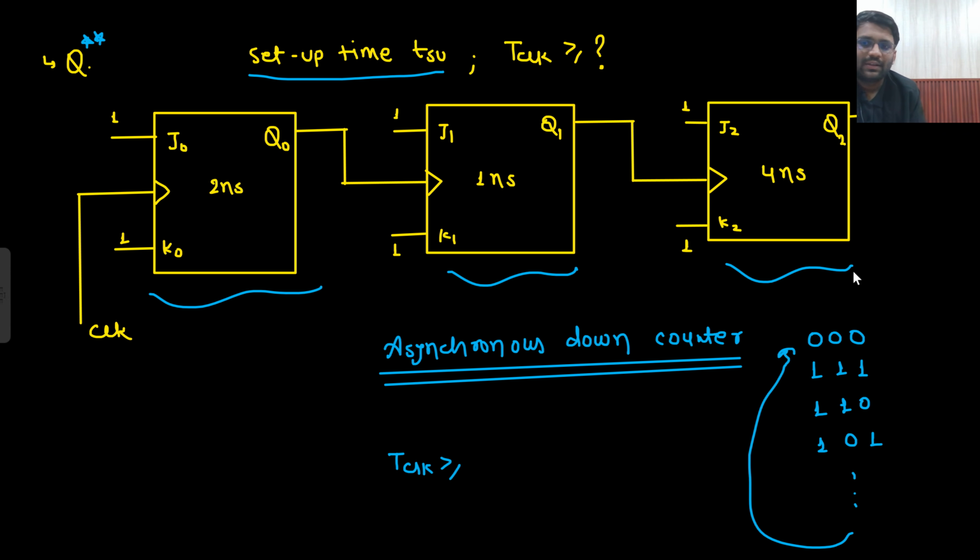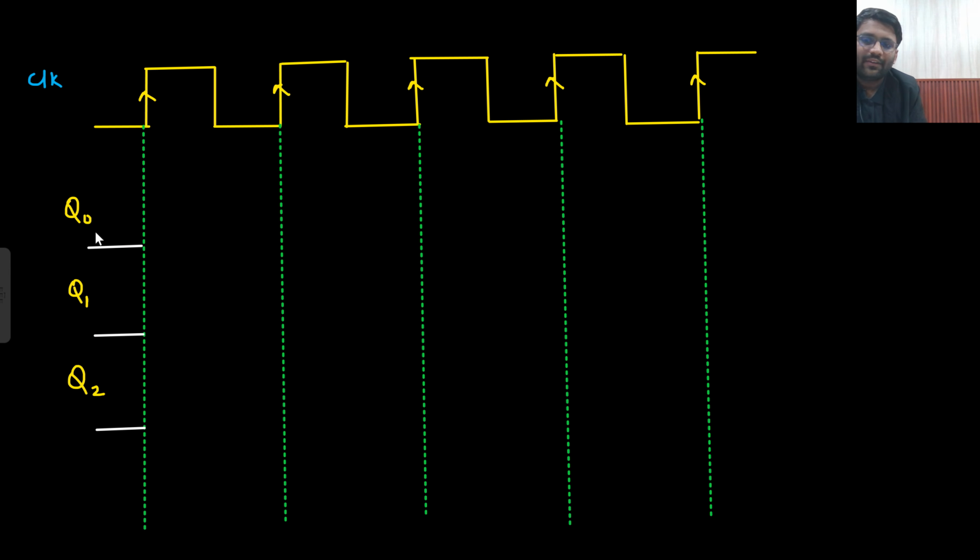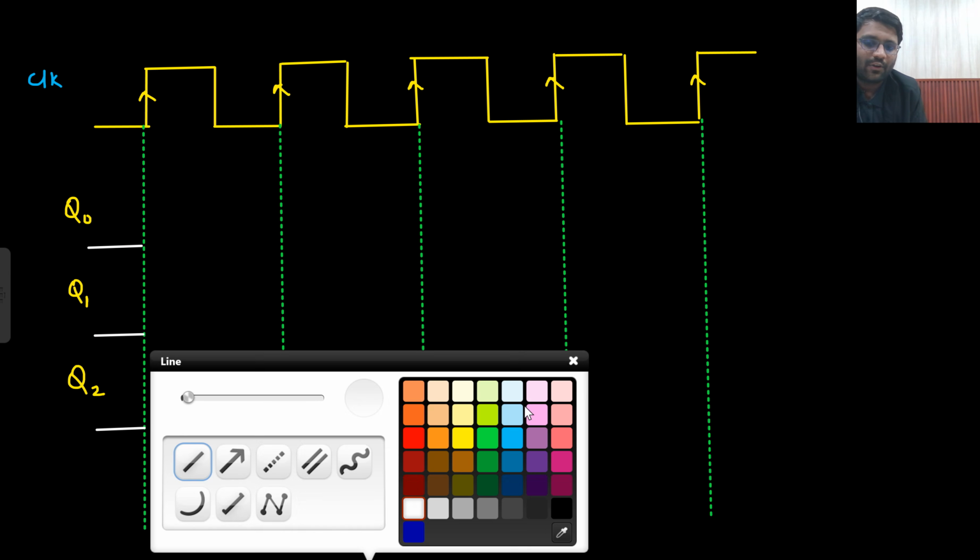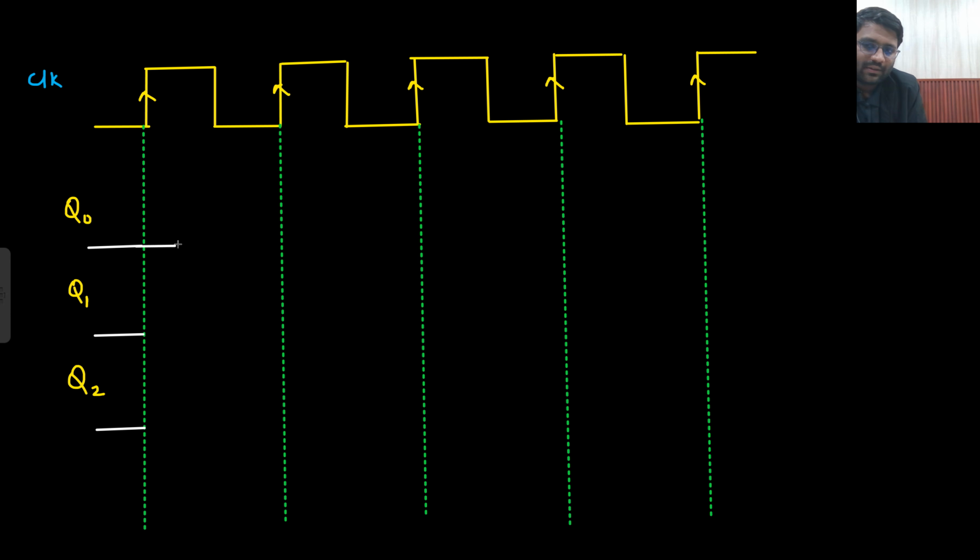So what will happen now? Just as the clock is fed, what will be the instruction? The instruction will be that you need to toggle now. So Q0 will get the instruction that you need to toggle now. He will say, sir, yes, I will toggle, but I need a delay of 2 nanosecond. So yes, sir, I will go from 0 to 1, but after a delay of 2 nanosecond. Did you understand this point or not?